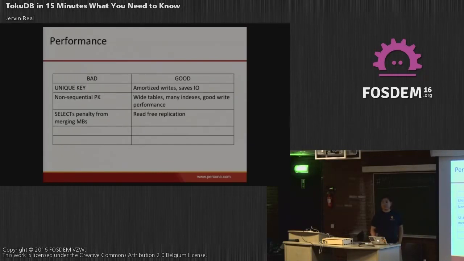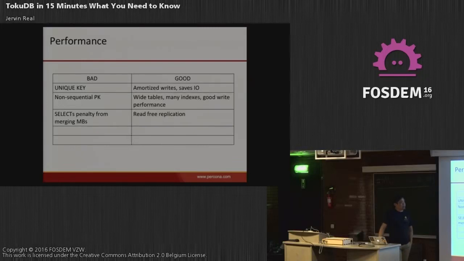Selects also suffer from penalties because in the fractal tree, in the internal workings of TokuDB trees, message buffers are used to amortize the write to the leaf nodes, right? And when you select any row that has messages in that tree, then from the root to the leaf, you have to merge all of that. And if you have a very high tree, then you get that additional overhead of reading.